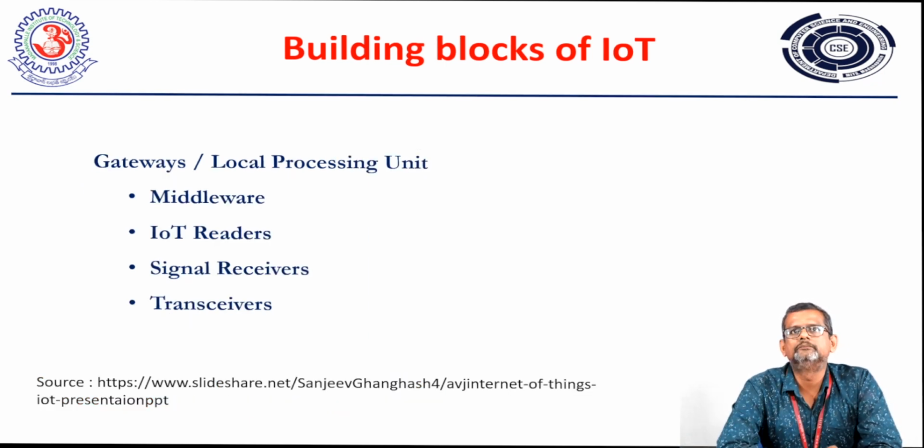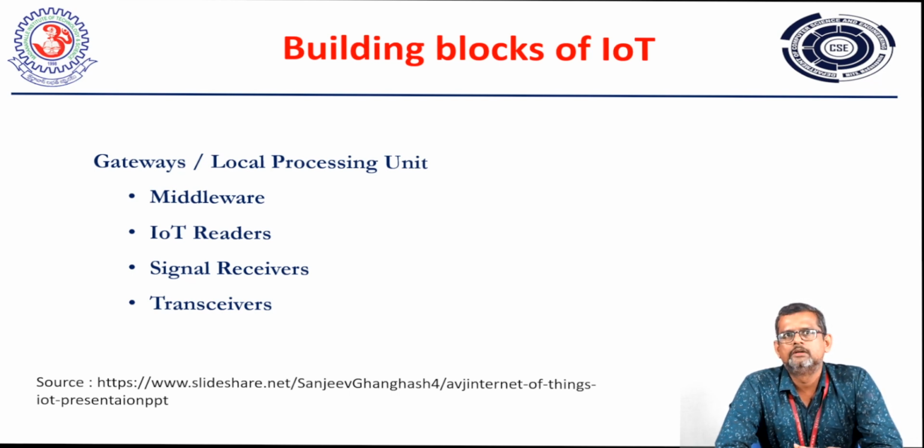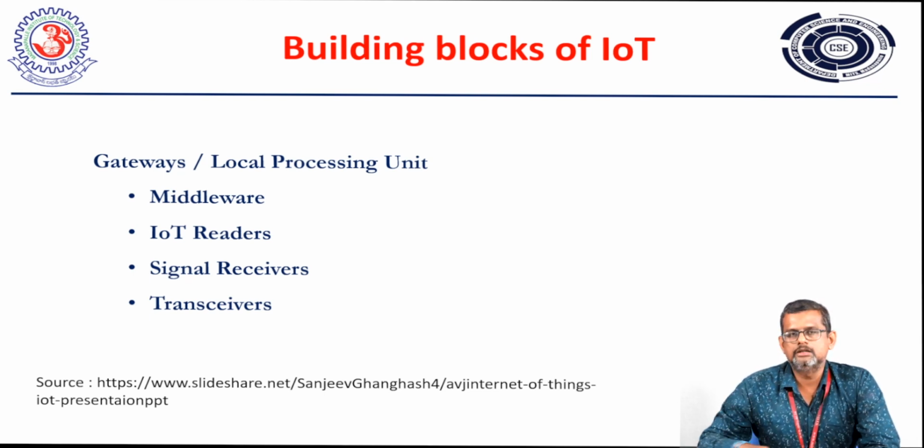Next slide. So here comes my second layer, gateway or local processing unit. As I mentioned, sensors will collect the data. After collecting the data, it has to be processed and transferred to a network. So there comes the need of middleware, IoT readers, signal receivers and transceivers. It's not only transceivers; it has to process the particular data and move it towards the internet. So this gateway and local processing unit take care of processing your data from each and every sensor. Okay, next slide.